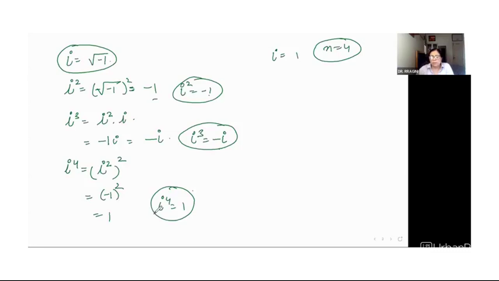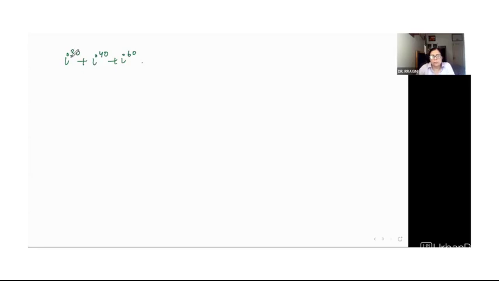This is i to the power 30, i to the power 40 plus i to the power 60. Find the value of this. Evaluate. What we had just learned is when we take the multiples of 4, the value of that i will be 1. So what I can do is break this 30 into multiples of 4 and then see what the remaining value is. This is i to the power 4.